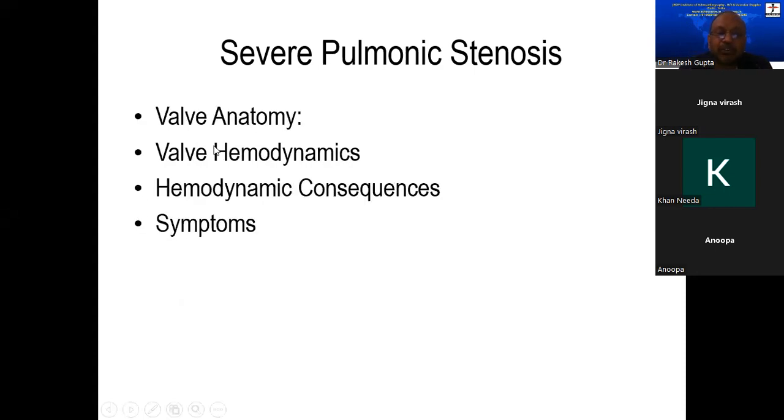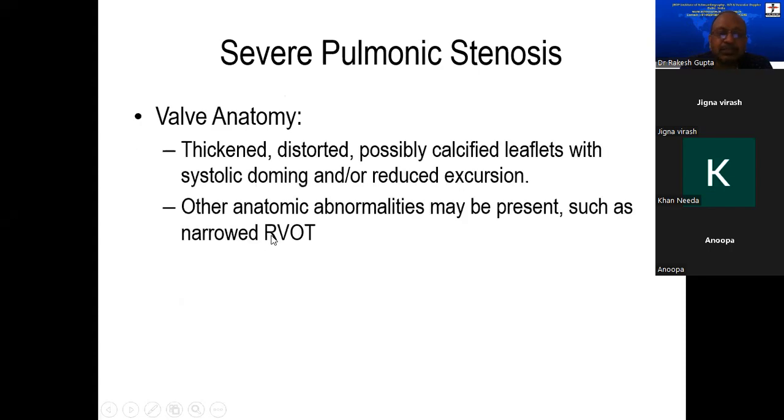So what we look at is valve anatomy, valve hemodynamics, hemodynamic consequences and symptoms. In valve anatomy, the leaflets are thickened, distorted, possibly calcified, with systolic doming and reduced excursion. Another anatomical abnormality would be what? A narrowed RVOT in subpulmonic stenosis, or you can find RV hypertrophy.